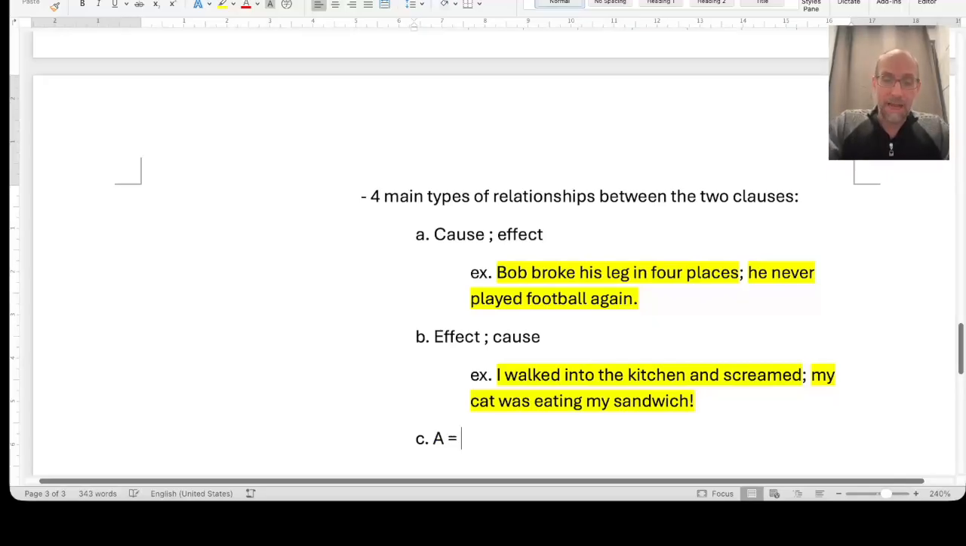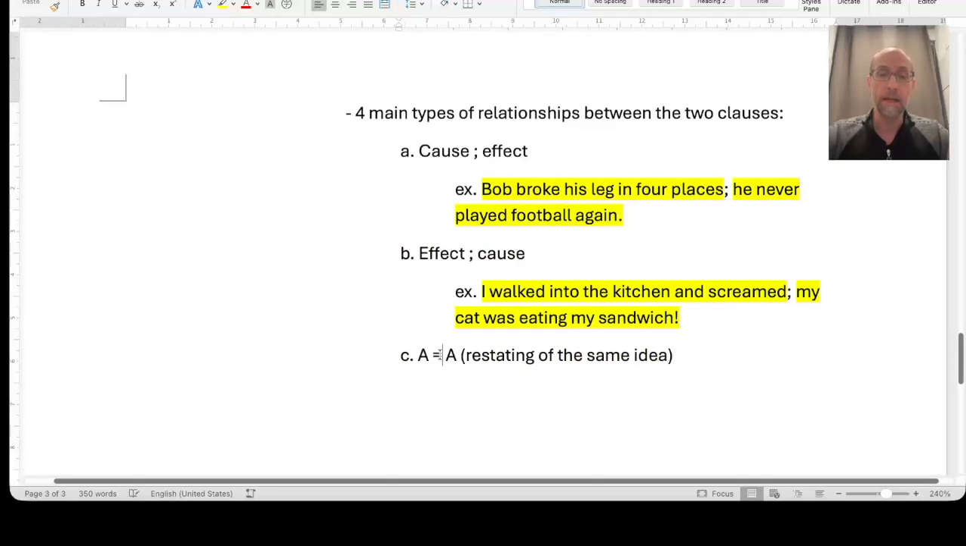I'm going to call this A equals A. In other words, sort of a restating of the same idea. You say the same thing twice. I guess I shouldn't put an equal, I should put a semicolon there. But it's the two ideas equal each other.